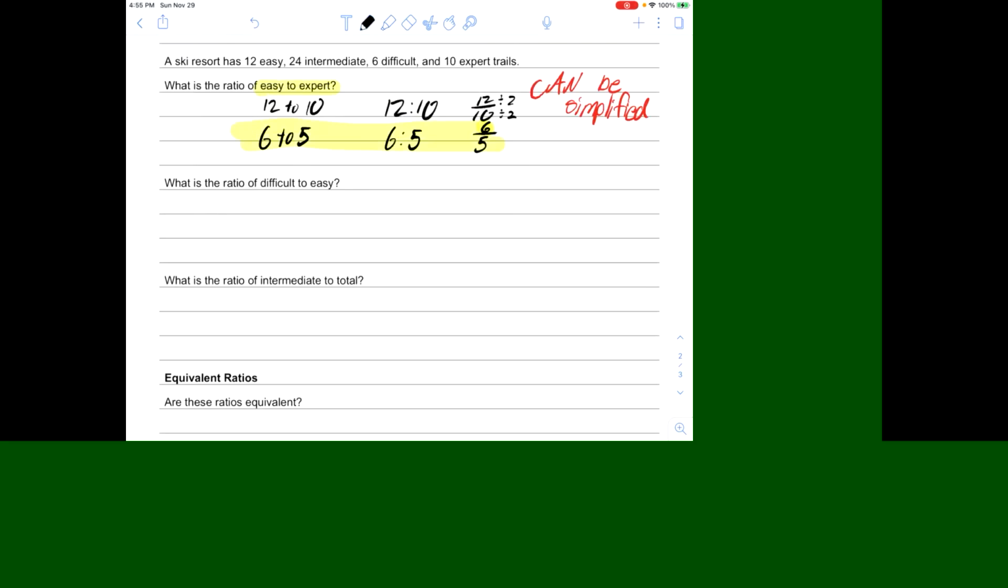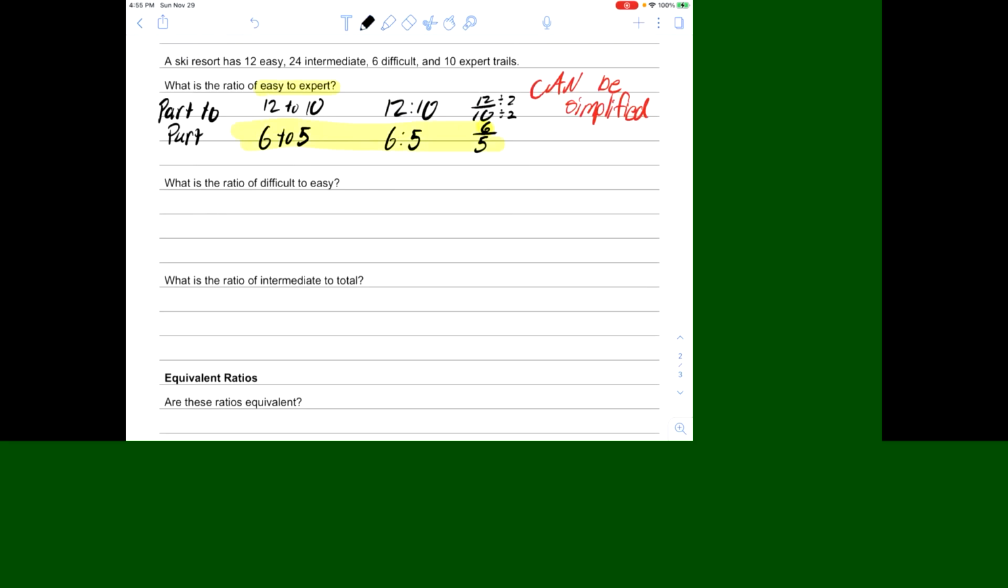Now, if I were to ask you if this was a part to part or a part to whole ratio, well, looking at this, I see I'm comparing the part that's easy to the part that is expert. So this is a part to part ratio.